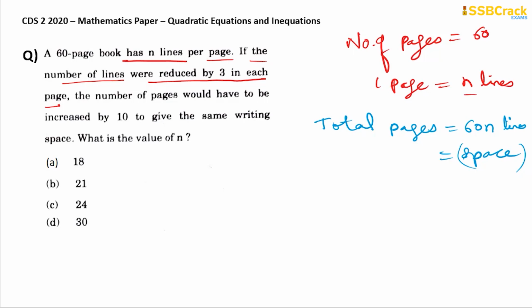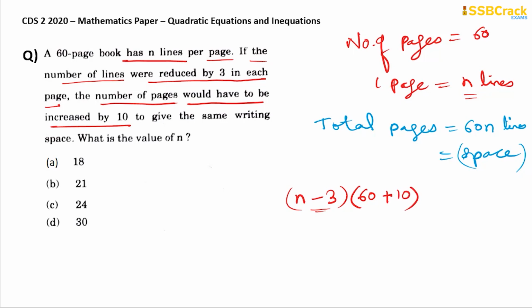See, initially how many lines were there on one page? n. So now we are reducing it by 3, so means we are writing n minus 3 lines on one page. So what is happening is that the number of pages, which were 60, now would have to be increased by 10. Means the number of pages for this n minus 3 lines per page will be 60 plus 10. Agree? To give the same writing space.